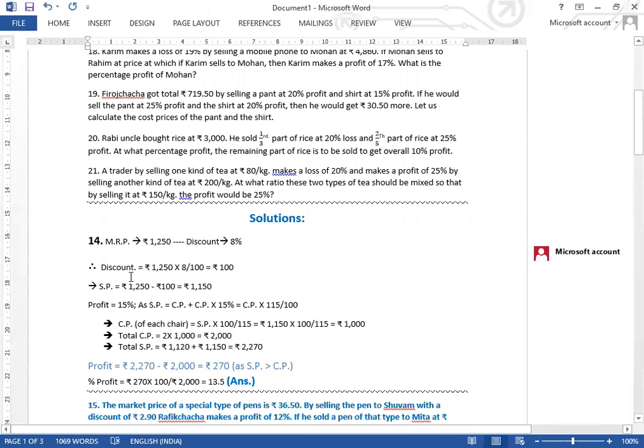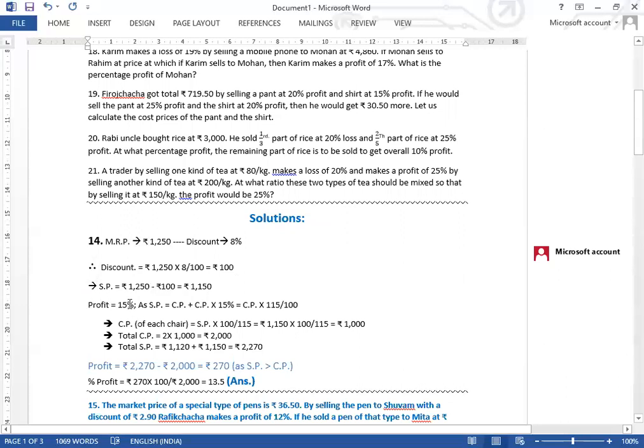The discount percentage will be applied on the MRP. So discount will be MRP into the percentage of discount. So that's why 1,250 into 8 by 100. That gives rupees 100. So what is the selling price? Selling price will be MRP minus the discount. MRP is 1,250 minus 100. So the selling price you got is 1,150.